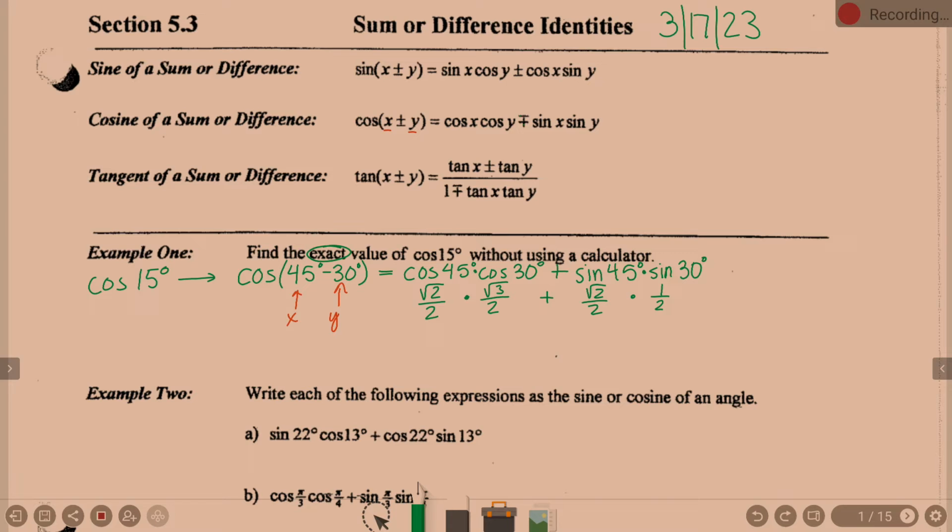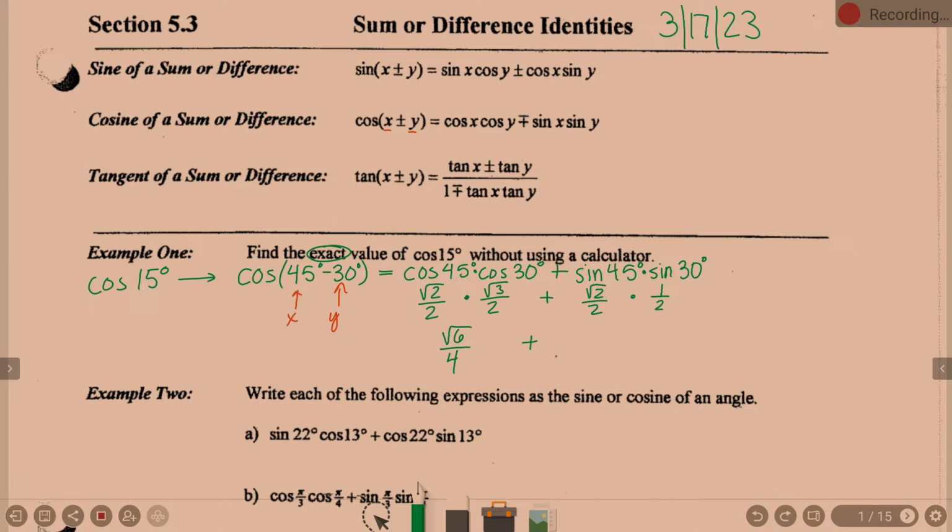First of all, fraction times fraction. Square root of 2 over 2 times square root of 3 over 2 is square root of 6 over 4, because square root of 2 times square root of 3 is square root of 6, and 2 times 2 is 4. It's not a common denominator when multiplying.